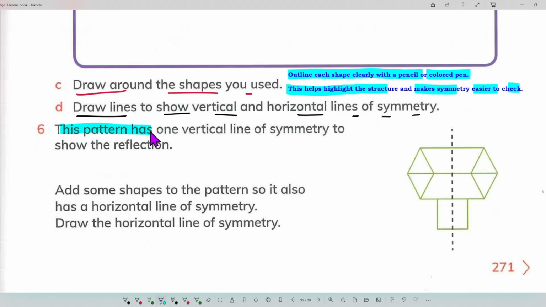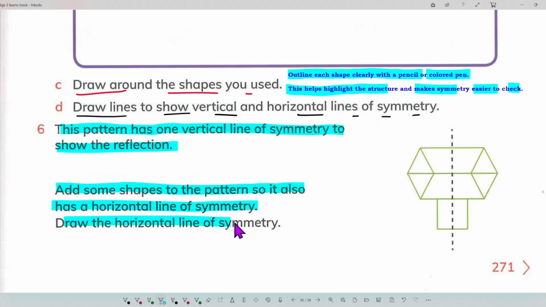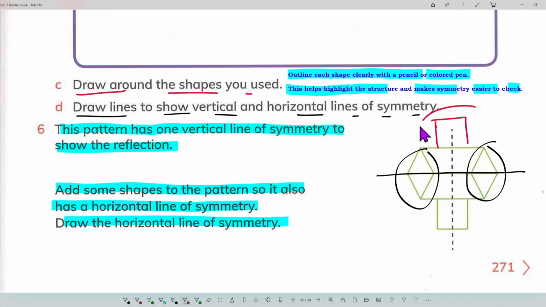Question 6, this pattern has one vertical line of symmetry to show reflection. Add some shapes to the pattern so it also has a horizontal line of symmetry. Draw the horizontal line of symmetry. So this is the vertical line, and this is a clear reflection. But if we want to make a horizontal line, in this case we have to make a shape like this. So this one and this one, the reflection will be clear. Okay, so this is the horizontal line and this is the vertical line. I hope you cleared this one.